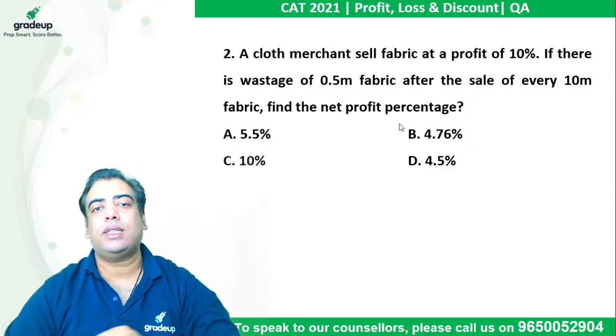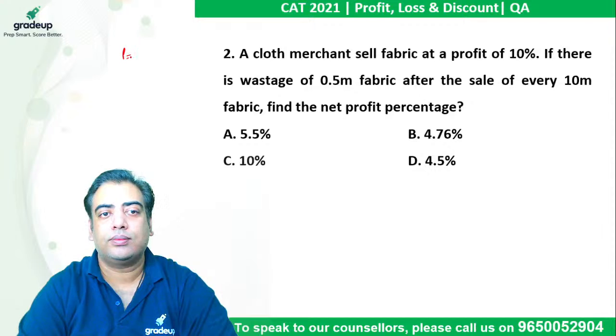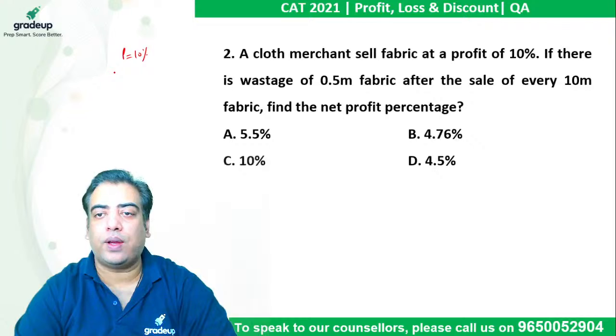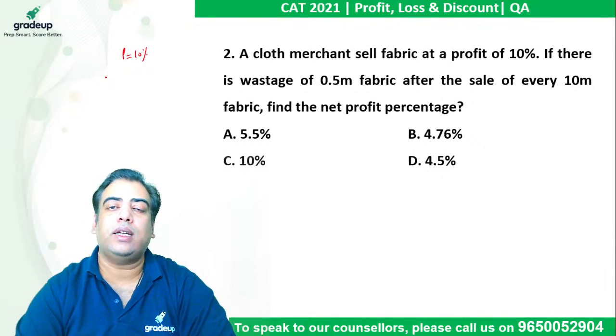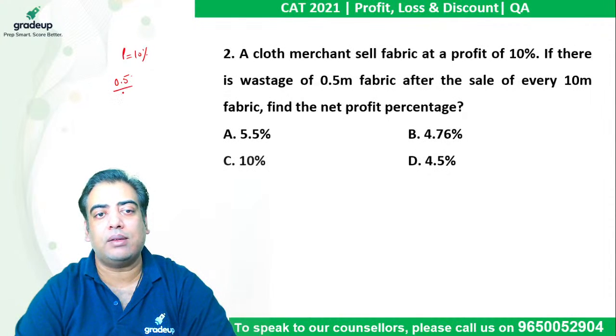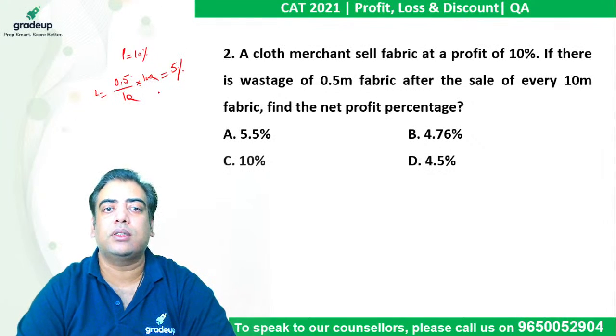In question number 2, he says a cloth merchant sells fabric at a profit of 10%. If there is wastage of 0.5 meter fabric after the sale of every 10 meter fabric, then find the net profit percentage. So 0.5 meter fabric is getting wasted when you are selling 10 meter of fabric. So the loss here will be 0.5 upon 10 into 100%. So 0 gets cancelled out. 0.5 into 10 comes out to be a loss of 5%.